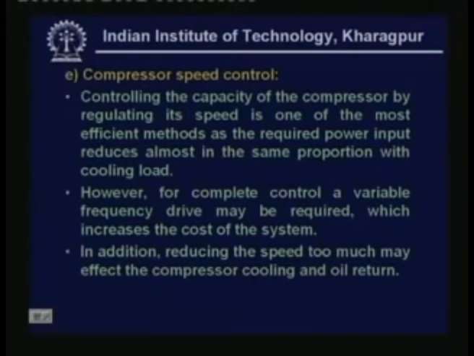In addition, reducing the speed too much also has a drawback. For example, if you reduce the speed of the compressor very much, that means the refrigerant flow rate is reduced considerably. Once the refrigerant flow rate is reduced considerably, the velocity of refrigerant through the evaporator reduces because the cross section area is the same. Once the velocity reduces very much, the oil carrying capacity of the refrigerant will reduce, and this will also obviously affect the cooling of the compressor. So, this puts a lower limit on the minimum speed that you can use for capacity control.